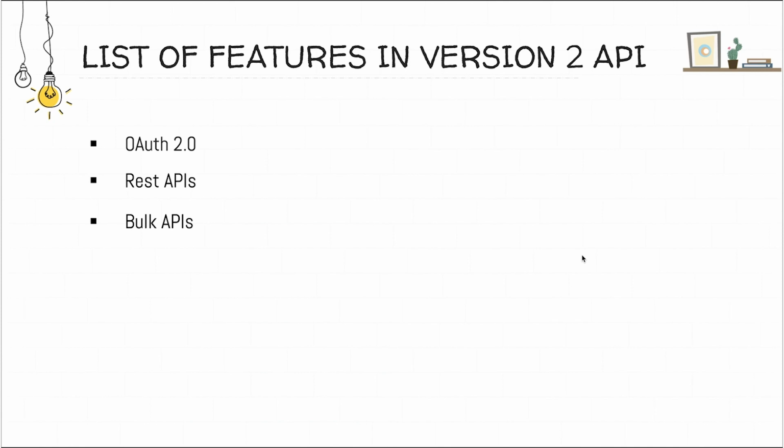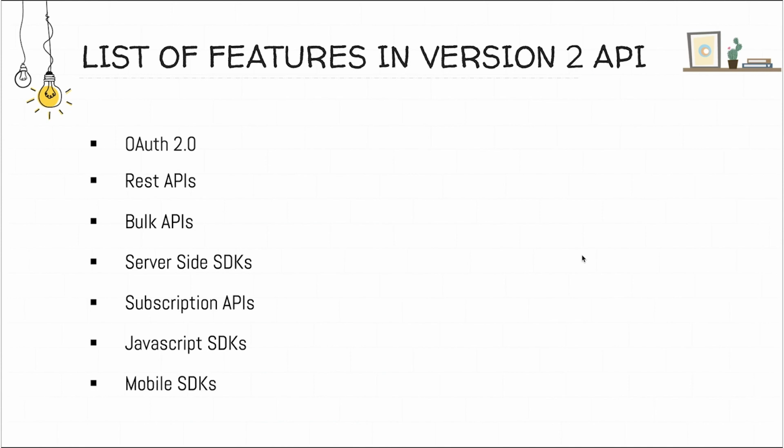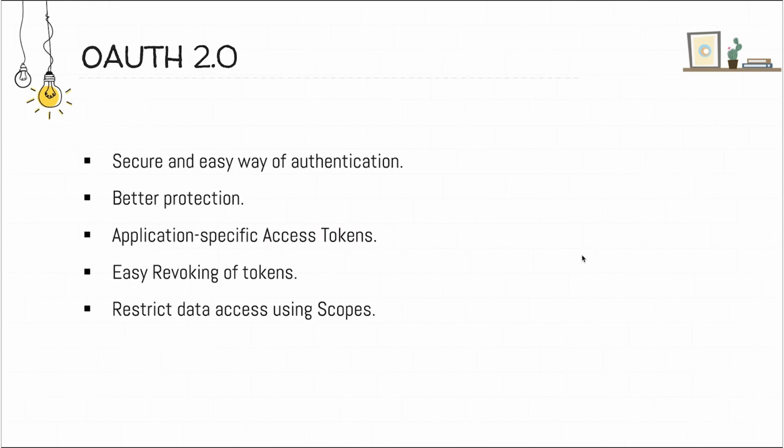And now would be the bulk APIs that I've just described, which handle 200,000 records in a single API call. Server-side SDKs, which you can use to create middleware. Subscription, once again, to get instant notifications for certain actions that could be performed in your CRM. JavaScript SDKs for cross-domain support. Mobile SDKs to create mobile applications.